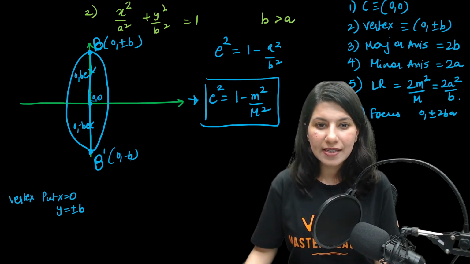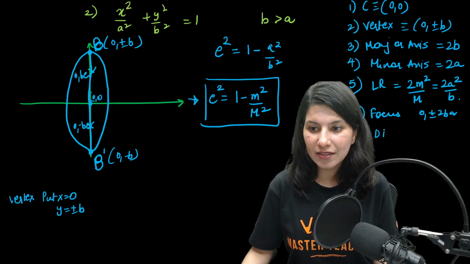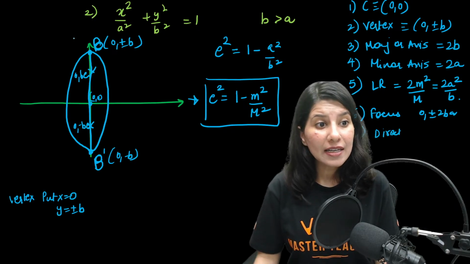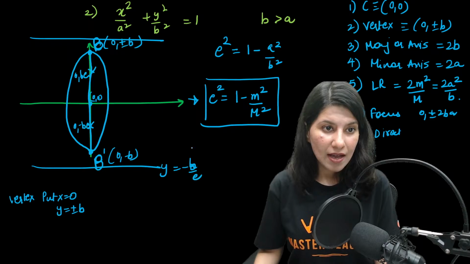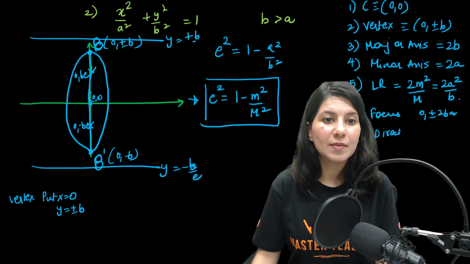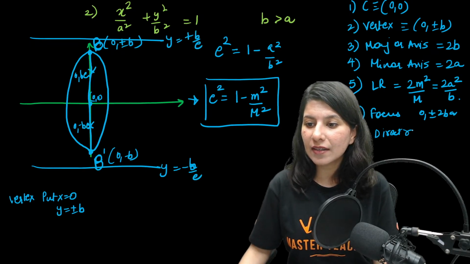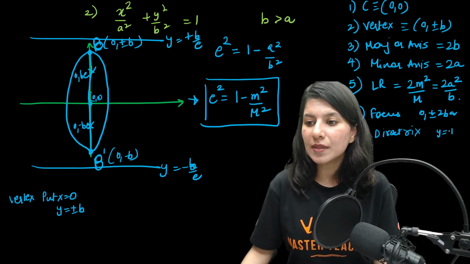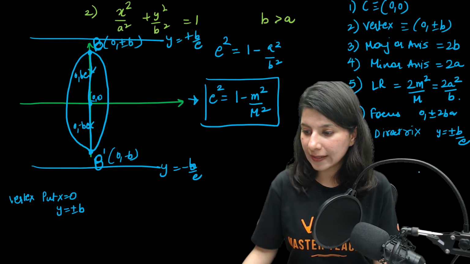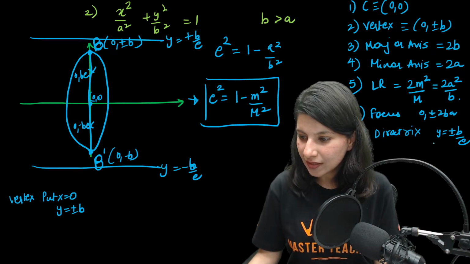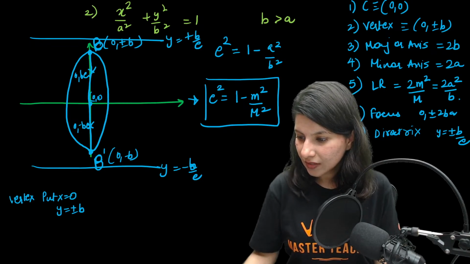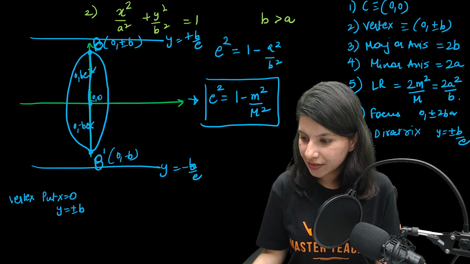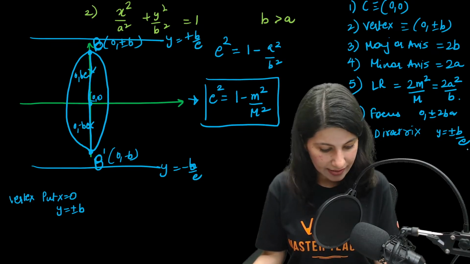Right? Seventh, it is going to be directrix. So, directrix will be, these two will be directrix now. Y is equals to minus b by e and y is equals to plus b by e. Are you getting it? Directrix: y is equals to plus minus b upon e. Right? I guess we are done with everything in this particular thing. Latus rectum, eccentricity, directrix. Okay, yes, we are done.